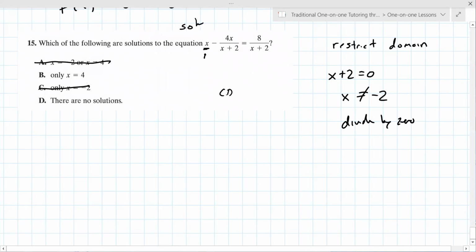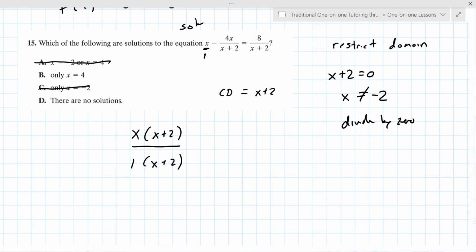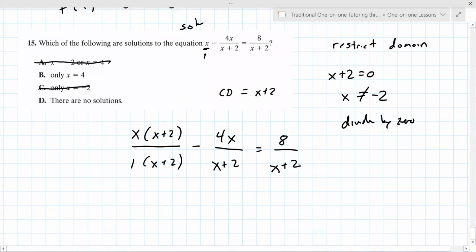So your common denominator here is x plus 2. So it's x times x plus 2 over 1 times x plus 2. And then, actually, I'll just keep writing here. 4x over x plus 2 equals 8 over x plus 2. Now, because all the bottoms are the same, you can just deal with the top. So it's x times x plus 2 minus 4x equals 8.